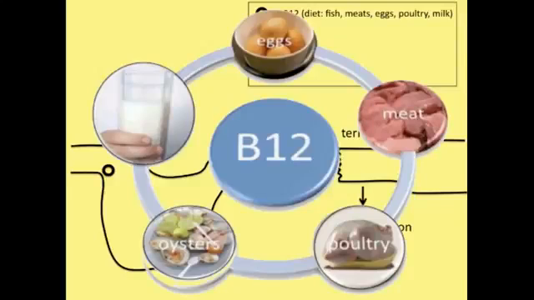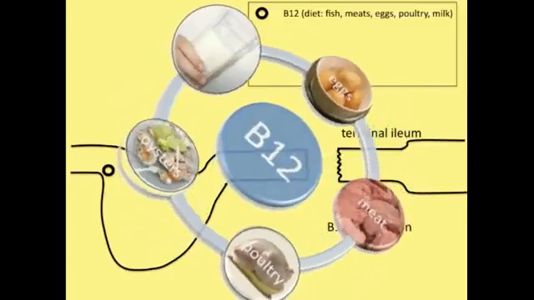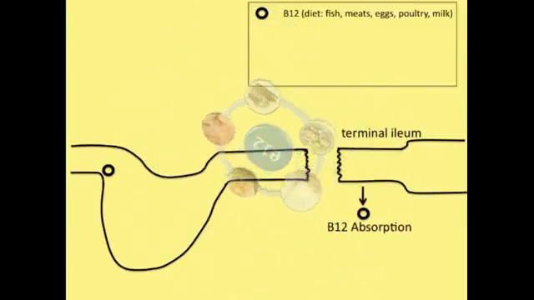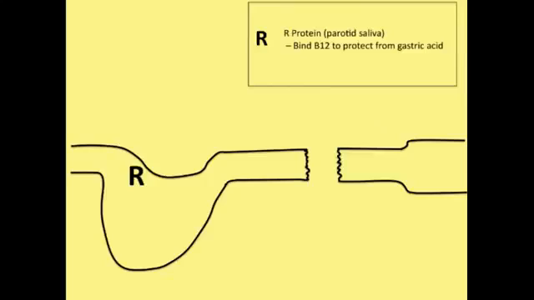So the foods that are high in B12 include the following: fish, meats, eggs, poultry, and milk. So as you can see, this can be a problem for vegans. Now, I'm not a vegan, so I'm not really sure where they get their vitamin B12, but it's not from any of these sources.